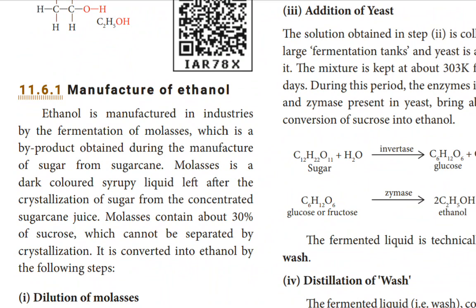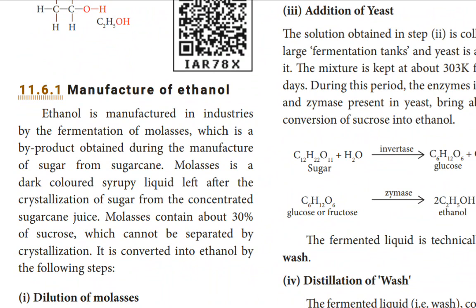This is an important detail. The third detail given in your textbook is important from the examination point of view. Only a few steps are there. Only 4 steps are given in the preparation, the manufacture of ethanol.